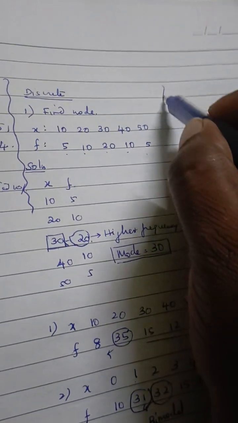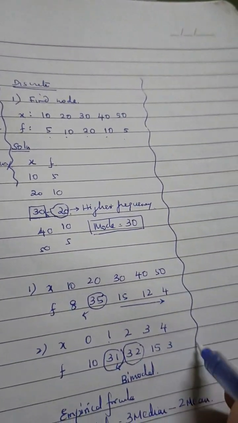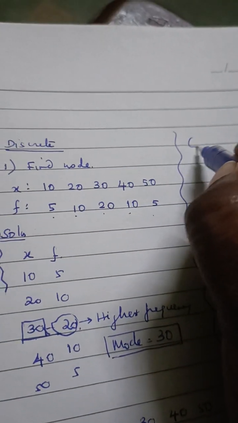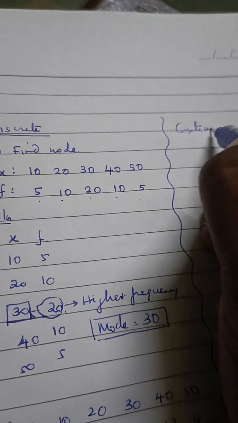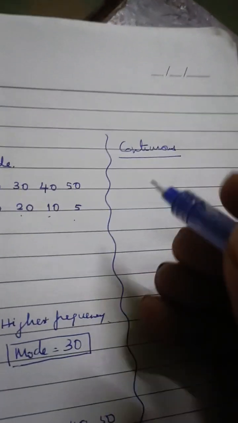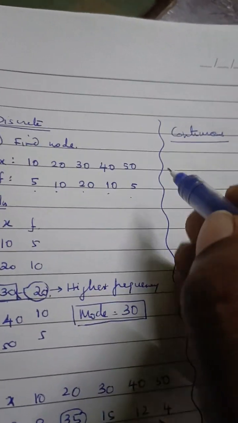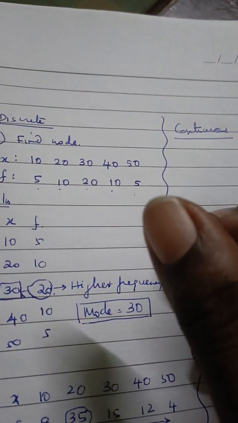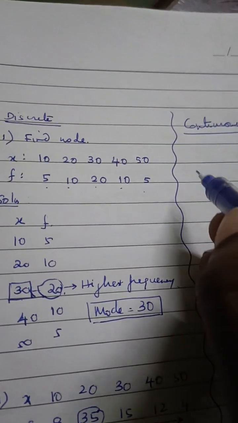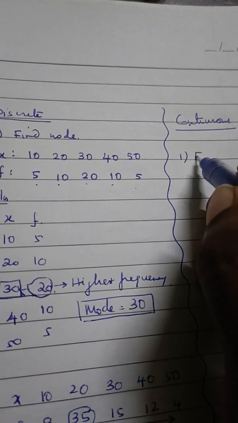Now we'll go to the continuous one. Now for continuous, you have a formula. It's quite a nice formula. Unlike the other methods, this one is easy if you stick to it. The grouping method is not tough, but it's lengthy. So here, find the mode.